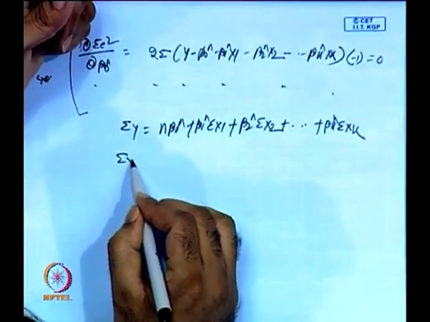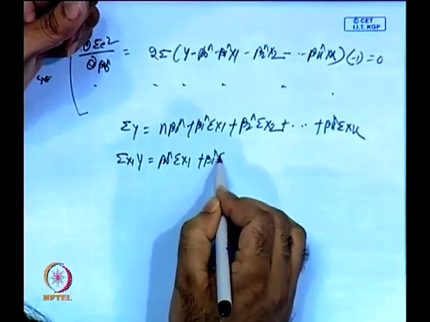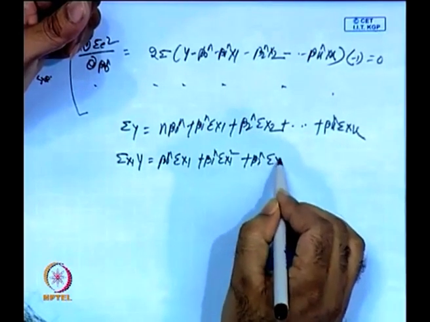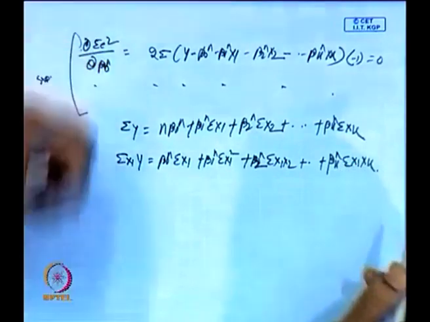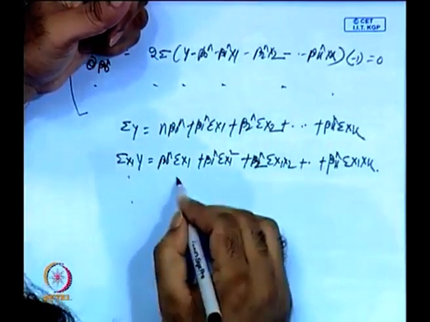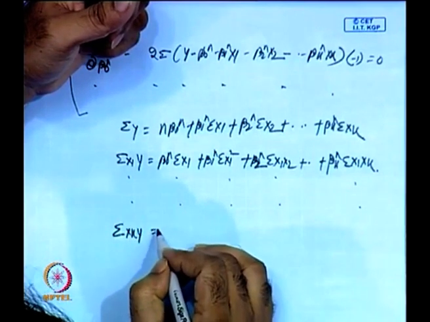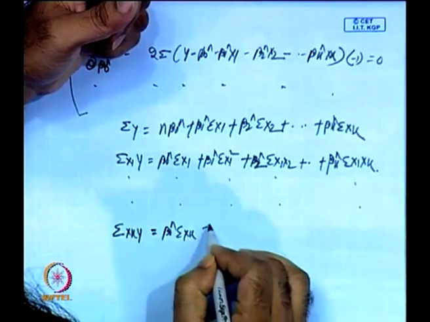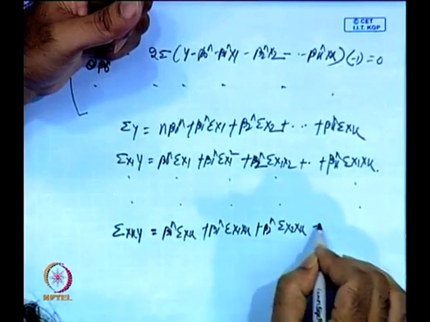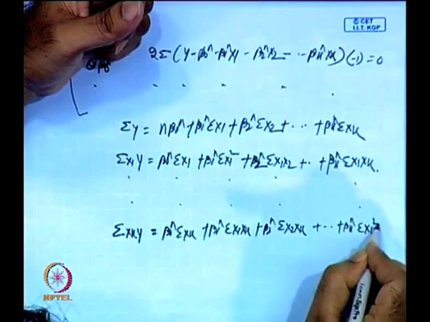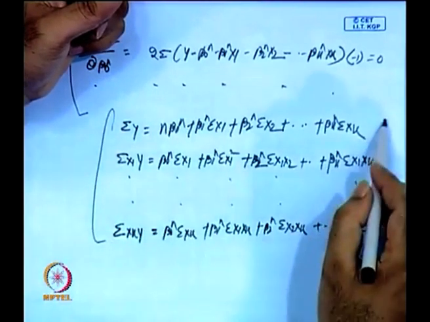So, summation x1 y is equal to beta 0 hat summation x1 plus beta 1 hat summation x1 squares plus beta 2 hat summation x1 x2 plus beta k hat summation x1 xk. Okay. It will continue. Then summation xk y is equal to beta 0 hat summation xk plus beta 1 hat summation x1 xk plus beta 2 hat summation x2 xk plus beta k hat summation xk squares. Okay. So, this is how you have to proceed subsequently.